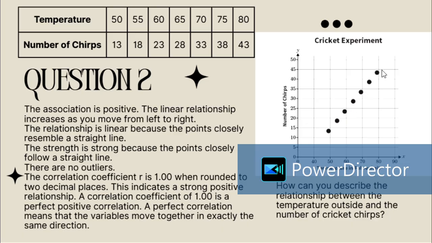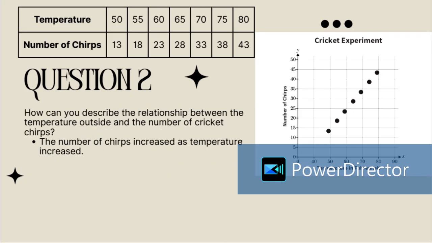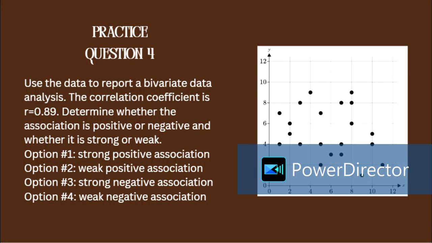So how can you describe the relationship between the temperature outside and the number of cricket chirps? As it gets warmer, the crickets chirp more. Okay, end of the lesson.